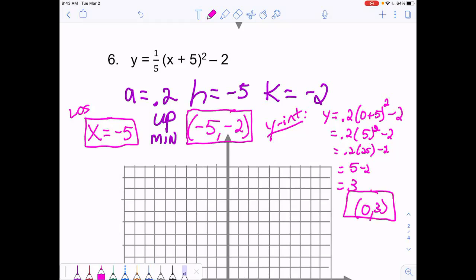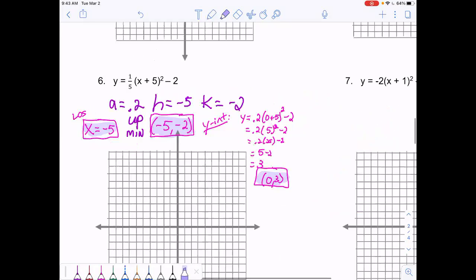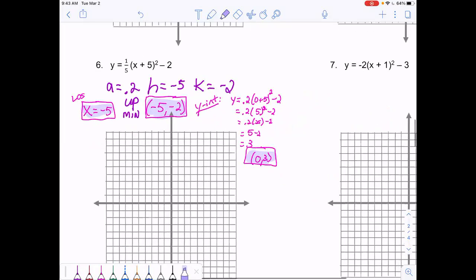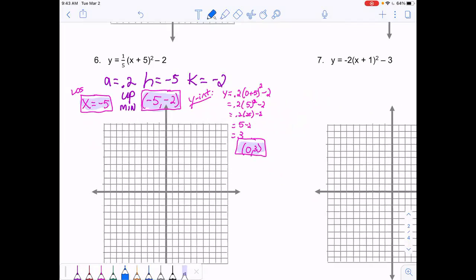That's it. So everywhere you see circled, highlighted, these are the 3 things you need to graph. That's it. You have these, you could graph. Start with the line of symmetry. So you go to -5, 1, 2, 3, 4, 5. You put a line.